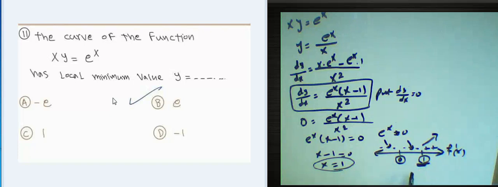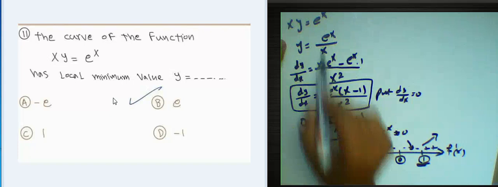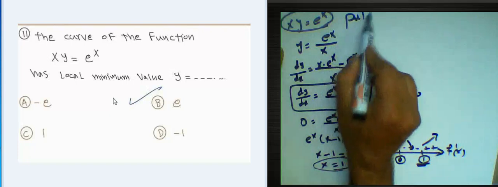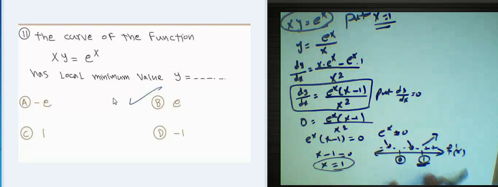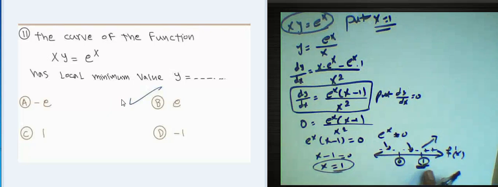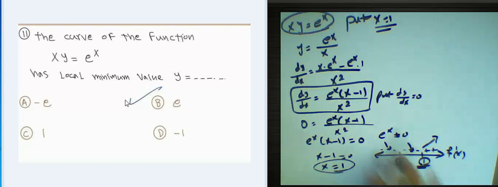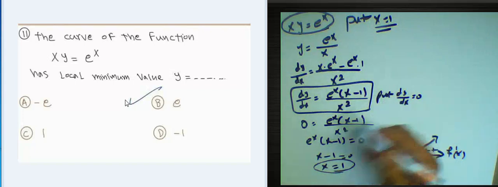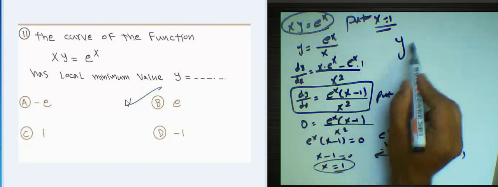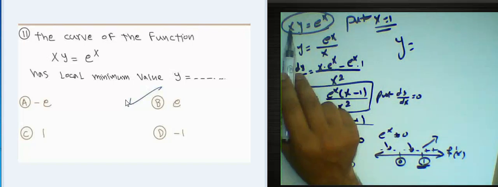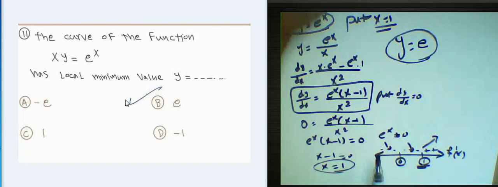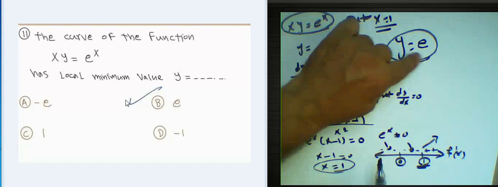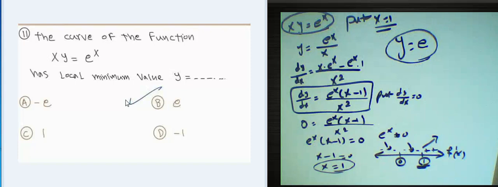x equal 1. Put x equal 1 in this function, because at x equal 1 the function is minimum. Put x equal 1 to find the image, we want to find the value of y. Then y equal what? With x equal 1, then y equal e power 1, it will be e. Choose letter B.